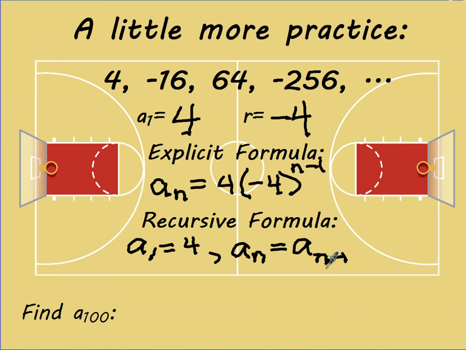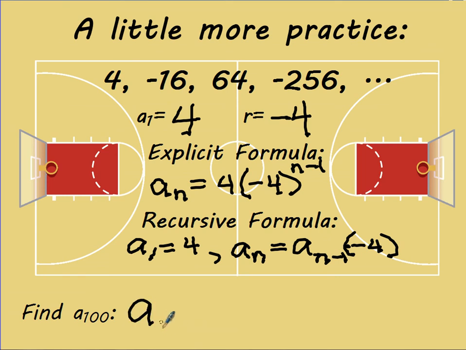Anyway, a sub n minus 1, I promise you that's what that's supposed to say, times our common ratio of -4. Take a term, multiply it by -4, that's how you're going to get the next term in the sequence. So if I have to find a sub 100, or the 100th term in the sequence, I would not want to use the recursive formula because that doesn't help me actually solve for anything. It describes the pattern. I would use the explicit formula.